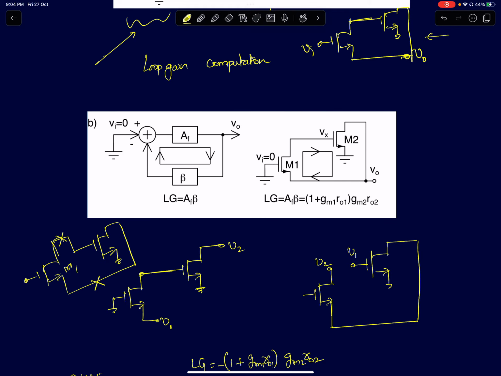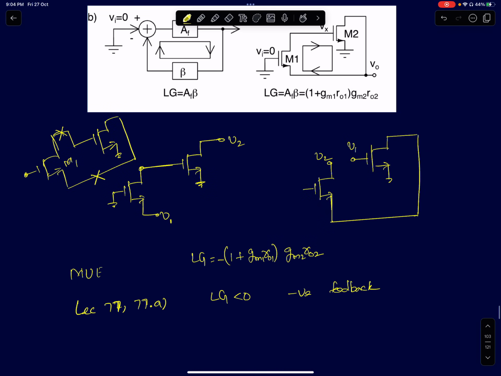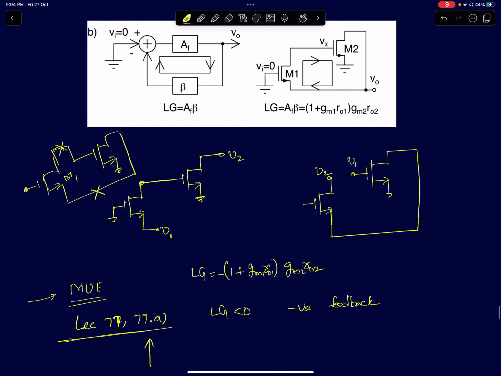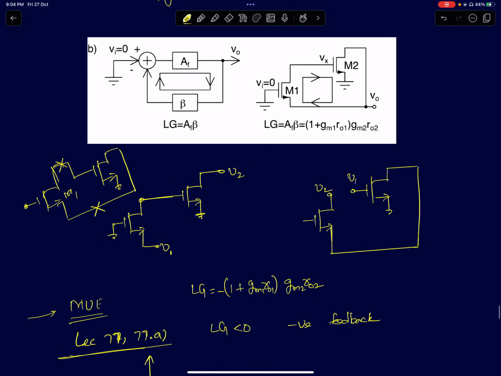If you want, I'd recommend you go through my previous lectures on the loop gain, how to calculate loop gain in analog circuits. I think it's in the playlist Microelectronic Circuits, lectures 79, 77 and 77A. I'd recommend you go through that. There I've spoken in detail about how to estimate or compute the loop gain of negative feedback circuits.